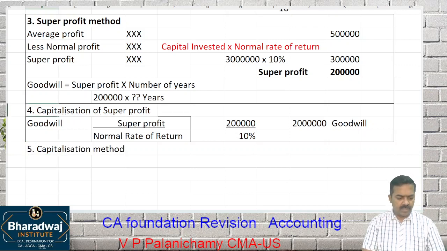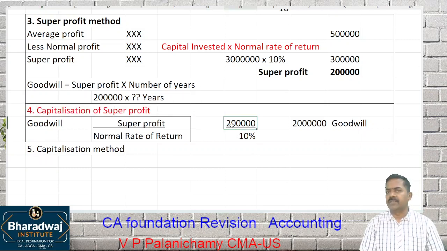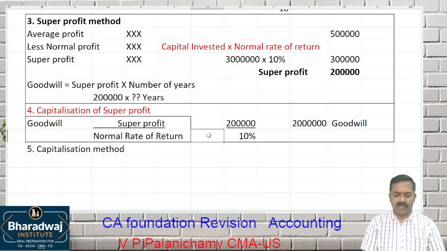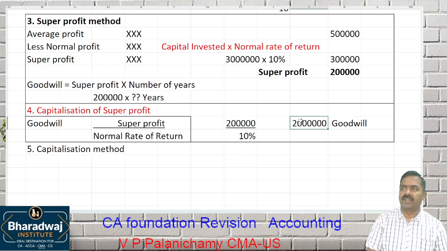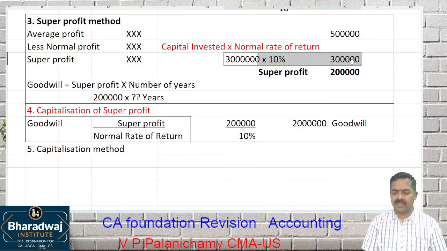Listen. More than the formula, logically you understand. You understand this logic? 2 lakhs, how much we earned? 2 lakhs extra. What is the investment return? 10%. Now, 20 lakhs you should have invested, but we've invested only 30 lakhs. Okay, so now extra is goodwill.